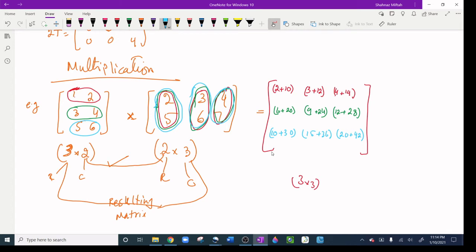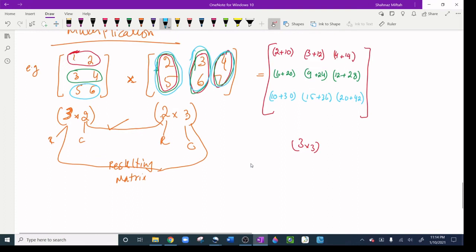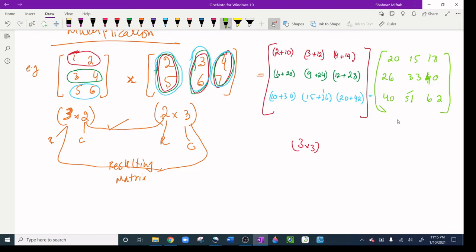If I made a mistake somewhere in addition or in a multiplication, please fix it. Now I am getting the final answer. 2 plus 10 is 20, 15, 18, that one is 26, that's 33, 40, 10 and 30 is 40, 6, 5 and 5, 10, 11, so I got 11 and 51. Then this one is 62. So that's my resulting matrix, the multiplication. So that's the multiplication matrix that I have.